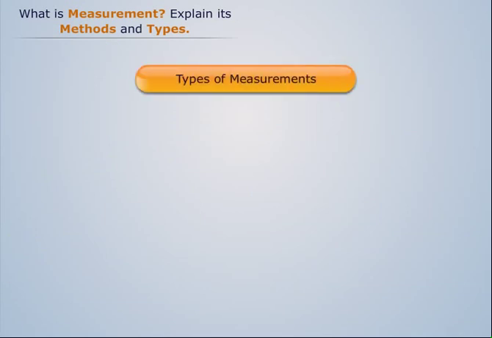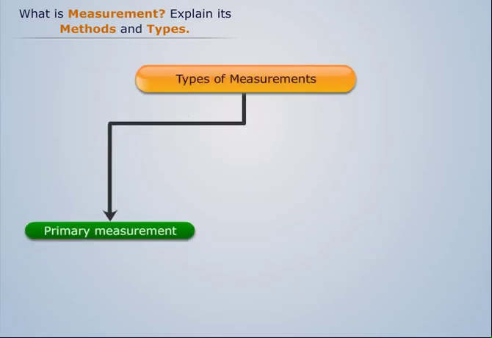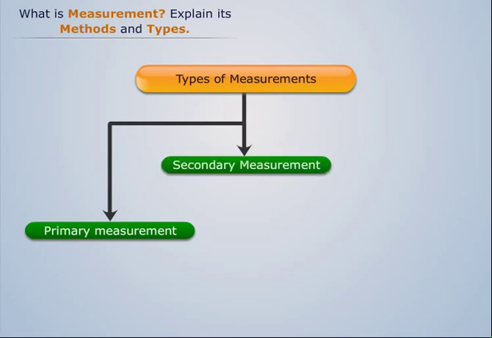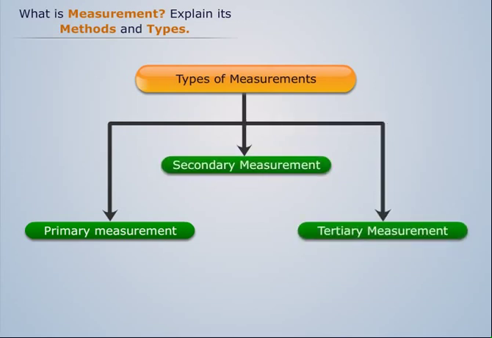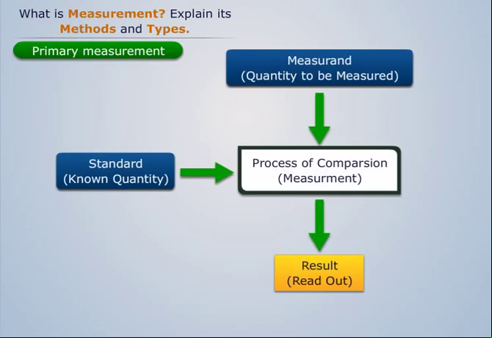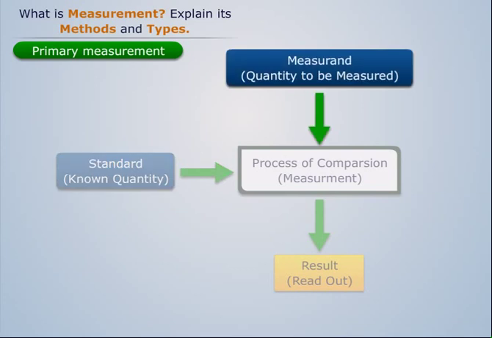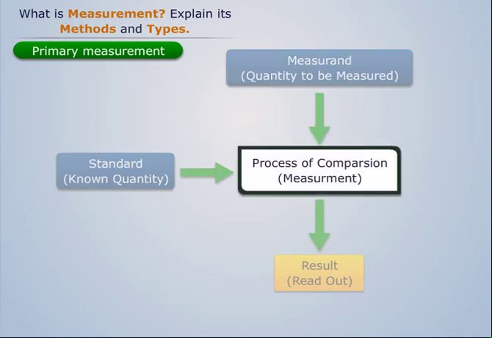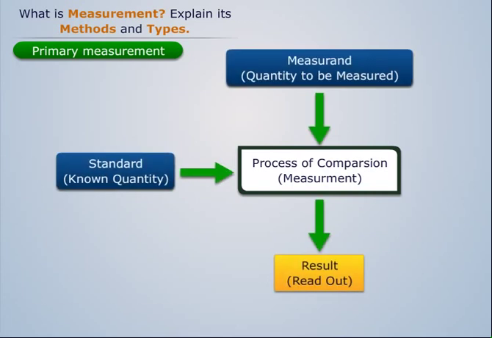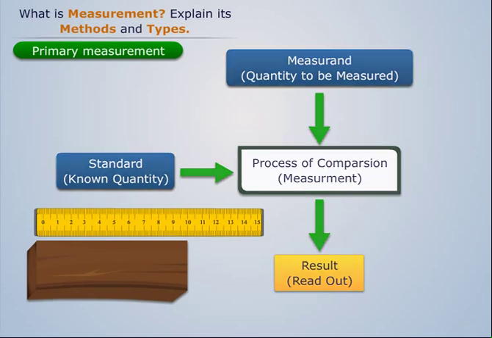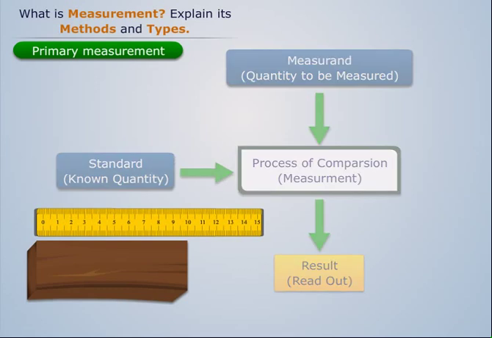There are three types of measurements: primary measurement, secondary measurement, and tertiary measurement. Let us first discuss the primary measurement. A primary measurement is made by direct observation, without involving any translation of the measured quantity, and is determined by comparing it directly with reference standards. For example, matching of two lengths when determining the length of an object with a ruler.